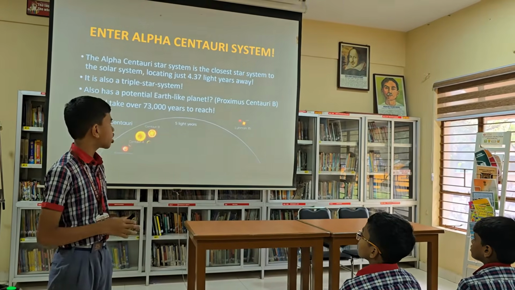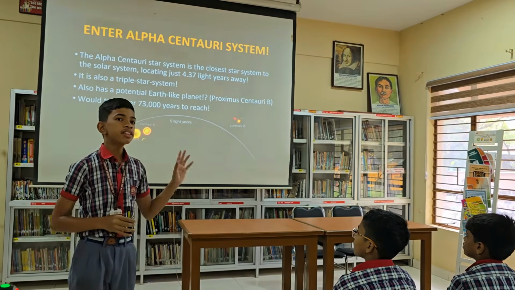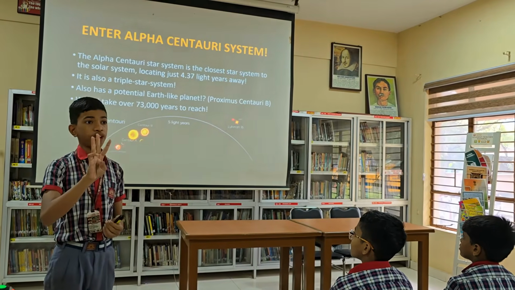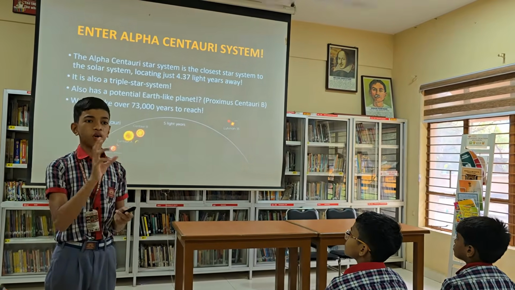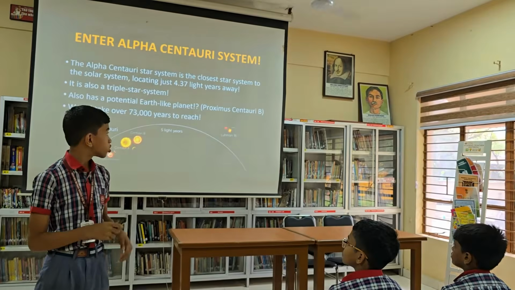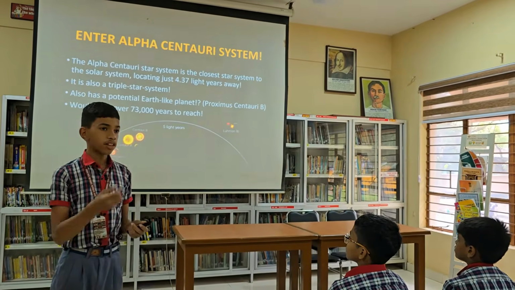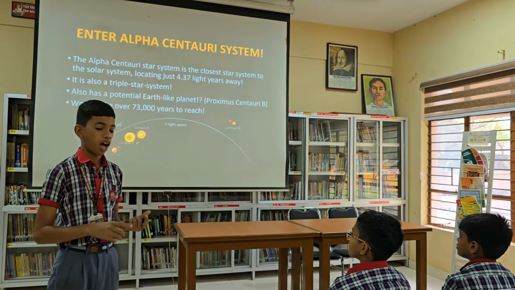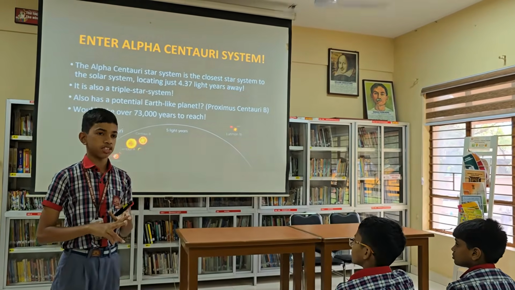Unlike our solar system, which only has 1 star, this star system has 3 different stars. And since it's the closest star system, it also has the closest star to the sun. The closest star to the sun is Proxima Centauri. And the 3 stars in this star system are Alpha Centauri A, Alpha Centauri B, and Proxima Centauri.